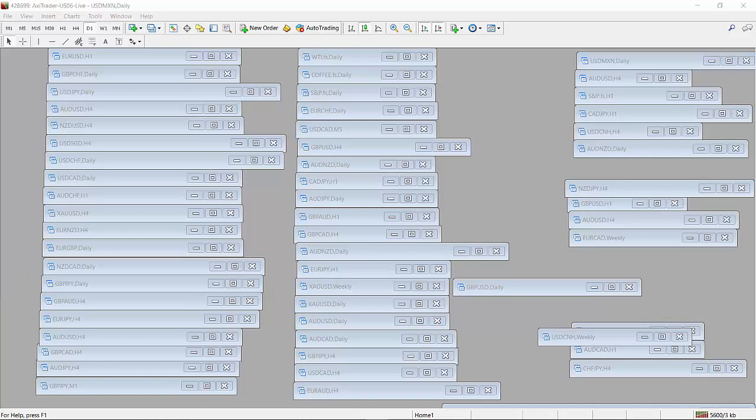I don't trade the Asian session. I look at the Asian session to set up my trades for London and New York. Most of my trades will trigger during London or New York.